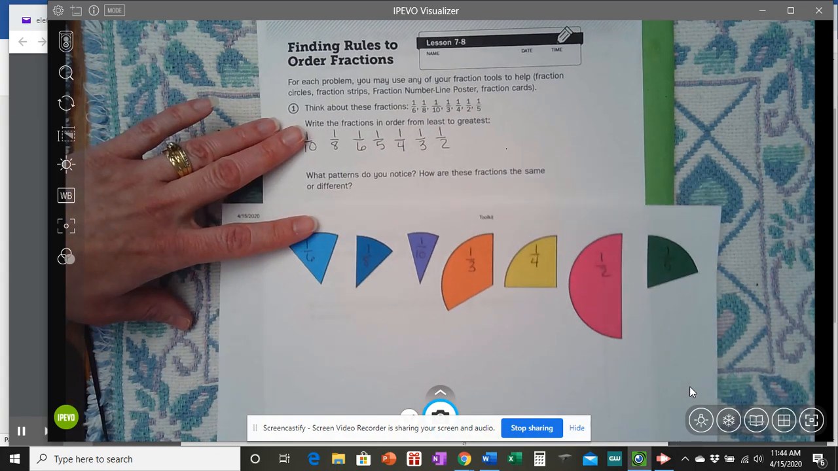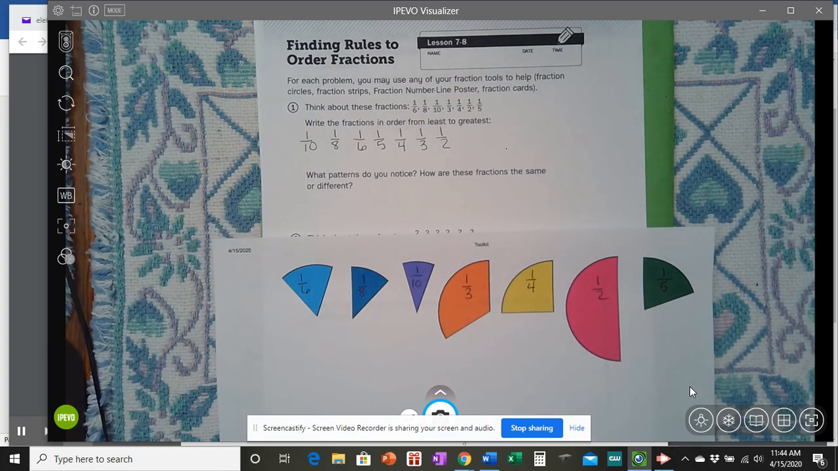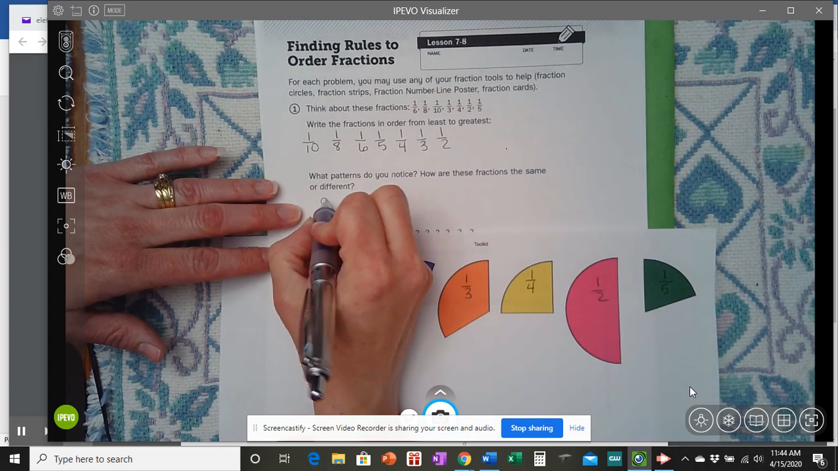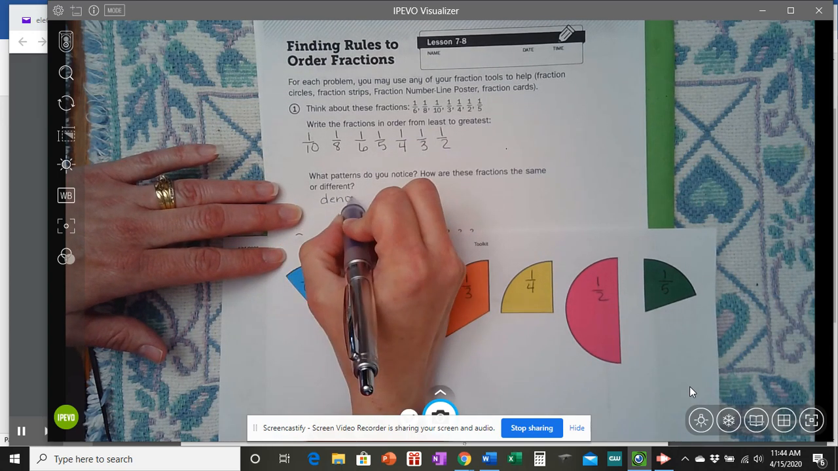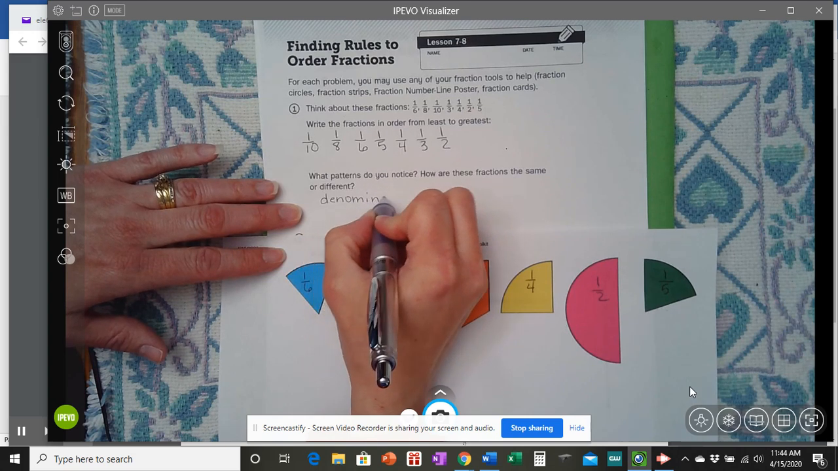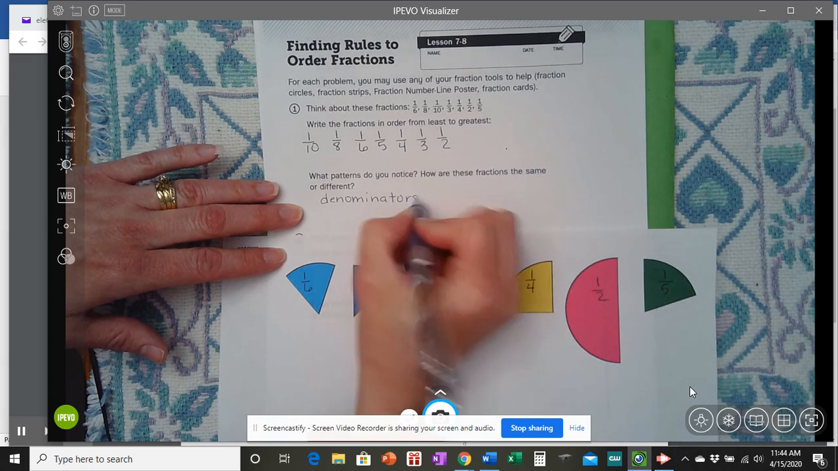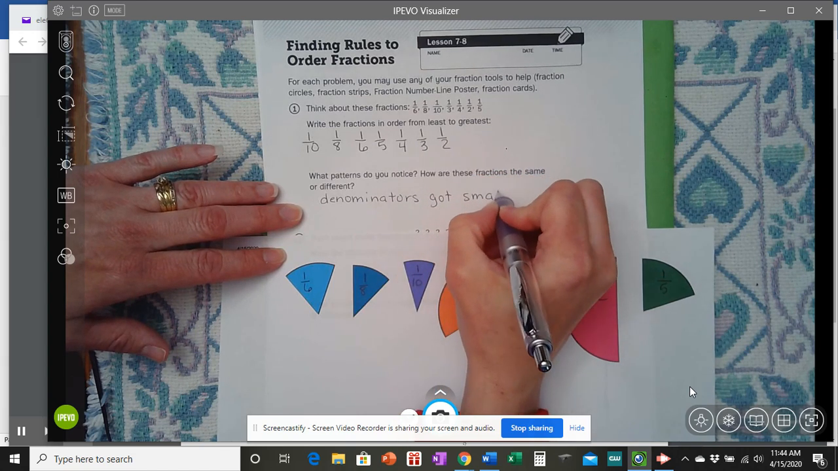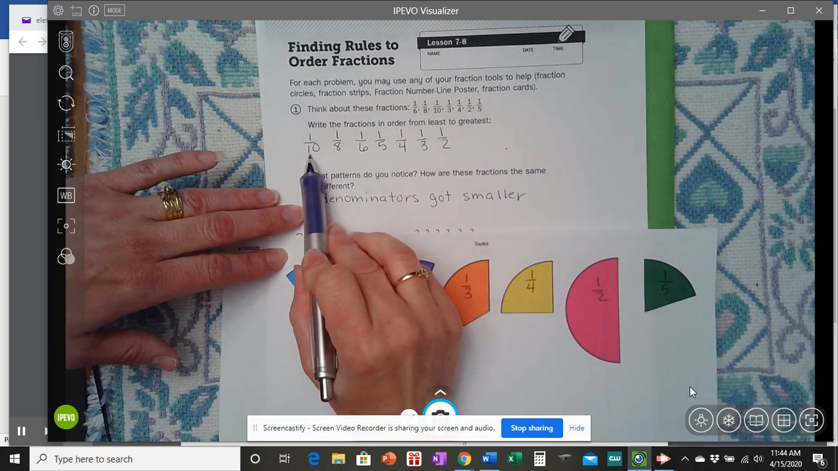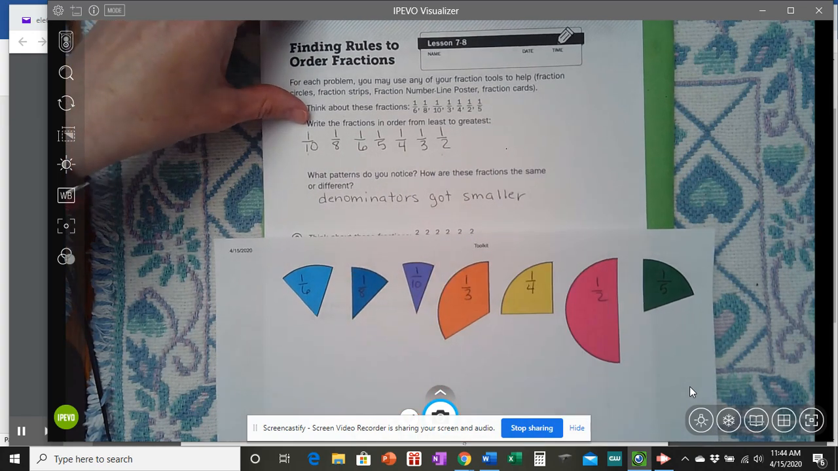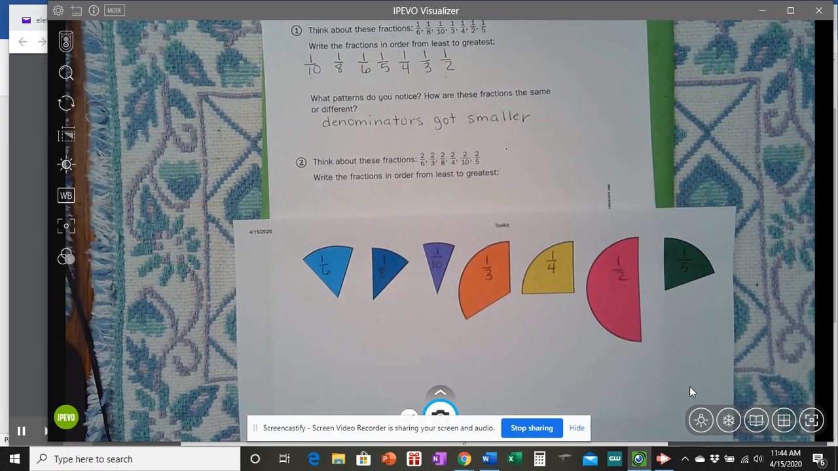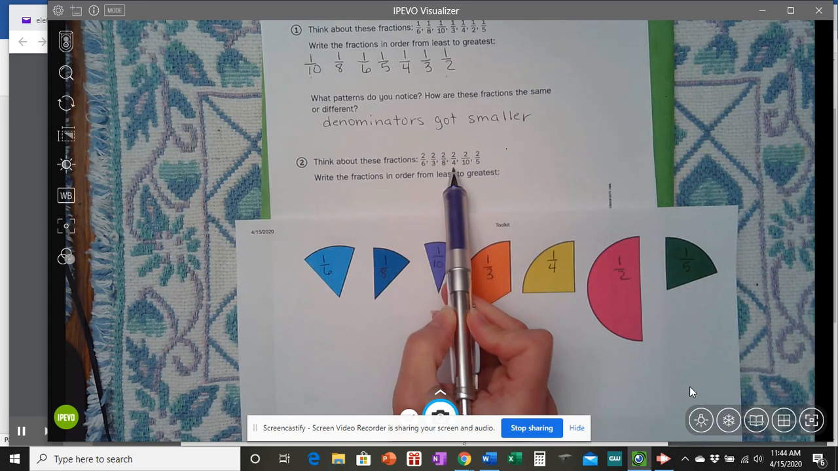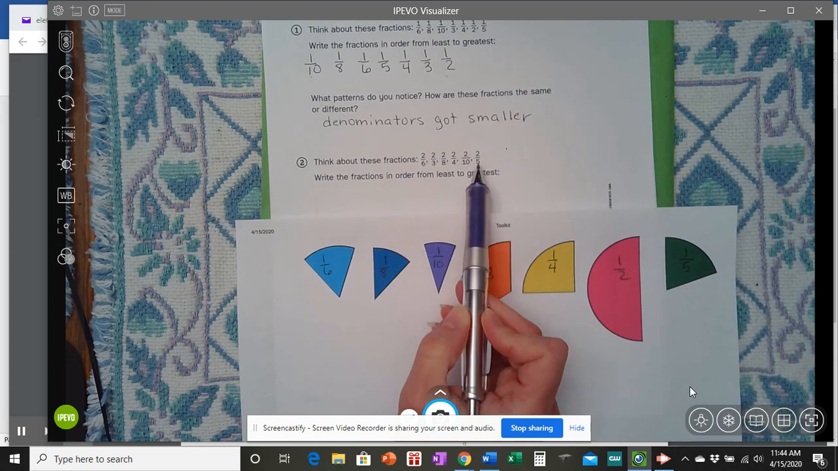Okay, so it says, what pattern did you notice? Well, one of the patterns that we notice is that the denominators got smaller. Because if you look, we start out with 10 and then we go to 2. Okay, so then we have these fractions: 2/6, 2/3, 2/8, 2/4, 2/10, and 2/5.